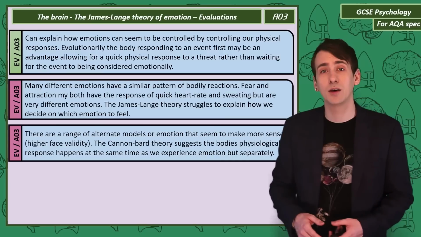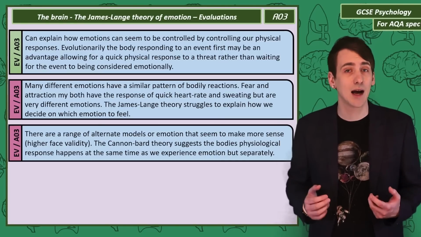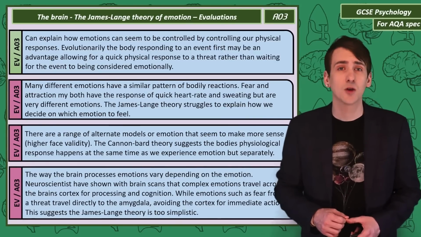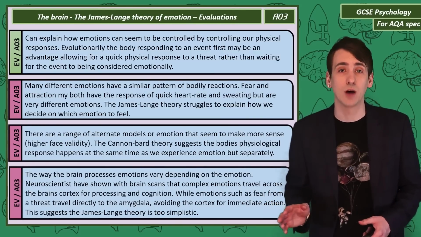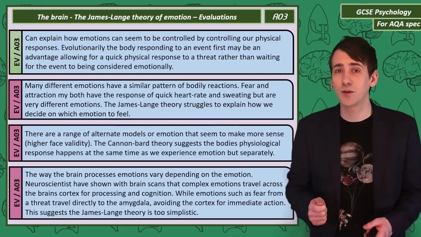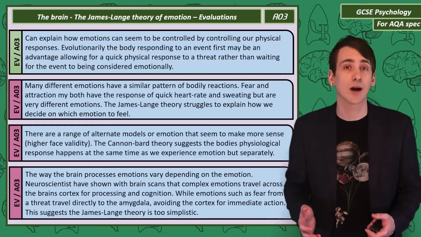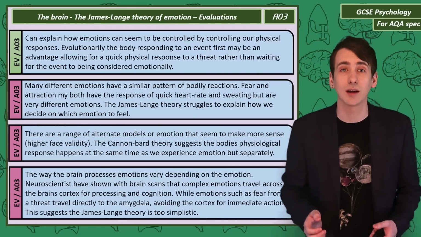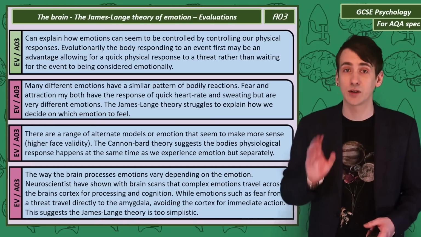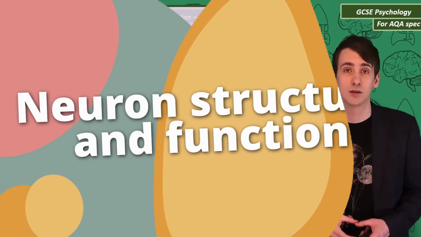The Cannon-Bard theory, for example, suggests that the physical and emotional response happen at the same time, but separately. Also, the James-Lange theory is simplistic, treating all emotions as a result of interpreting biological responses. Neuroscience research suggests that different emotions are processed in very different ways. Brain scans show that complex emotions are processed slowly and deeply across the brain, while simple emotions like fear travel directly to the amygdala, avoiding the cortex for a quick response.